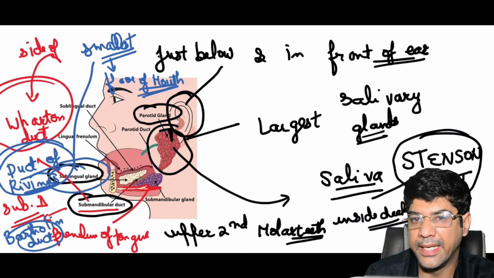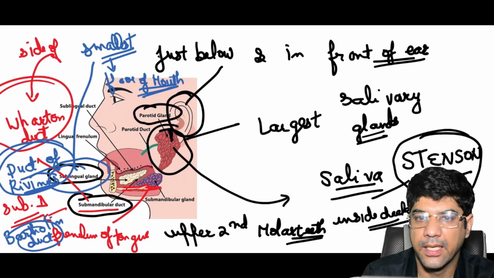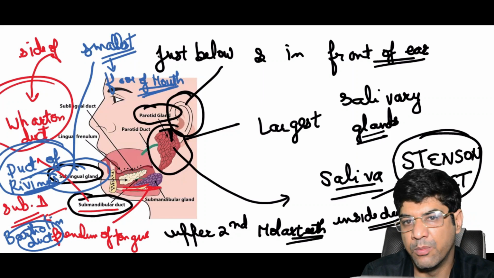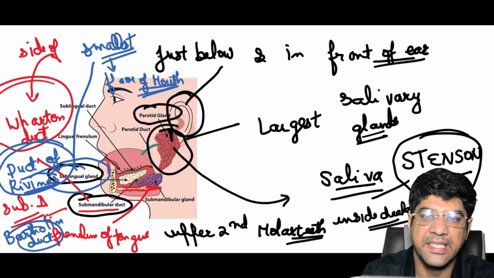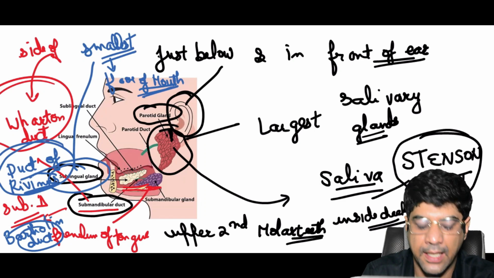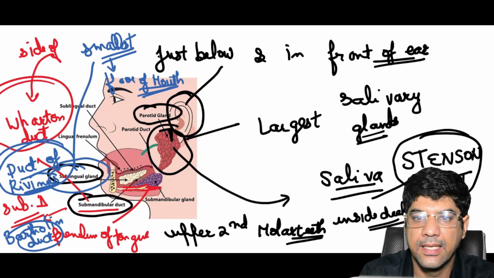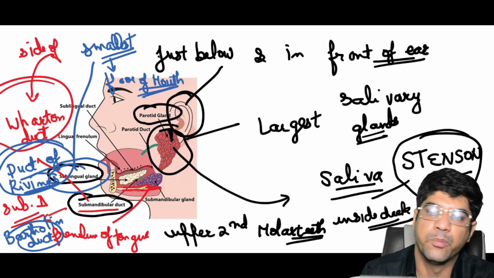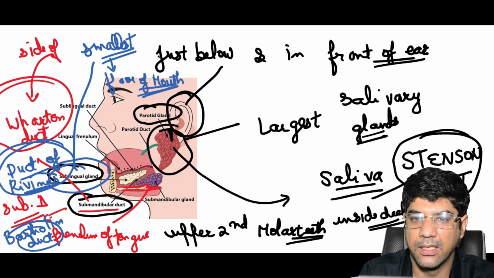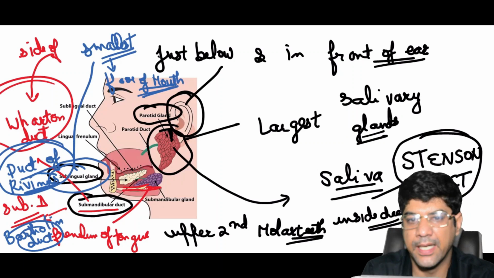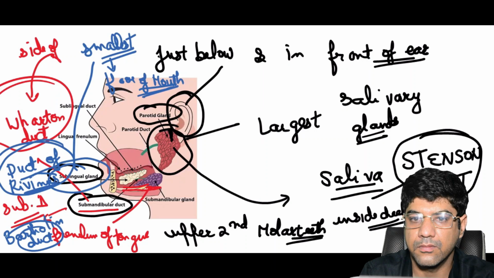So let's move on to the minor salivary glands. Can anyone tell me the names of the minor salivary glands? They are lingual mucous glands, lingual serous glands, buccal glands, labial glands, and the palatal glands. The lingual mucous glands are located in the posterior two-thirds of the tongue, and the buccal glands are found between the mucous membrane and the buccinator muscle.